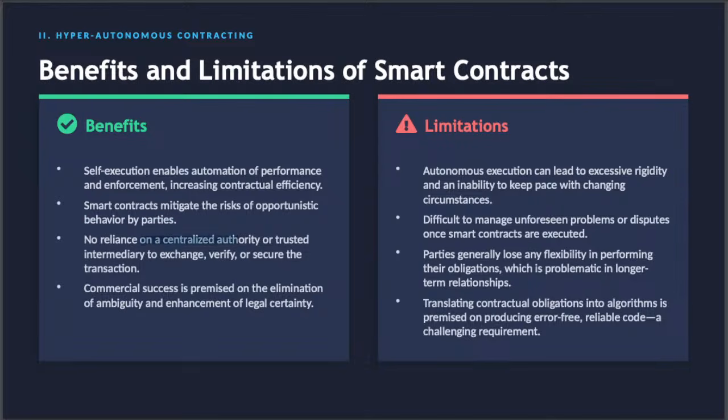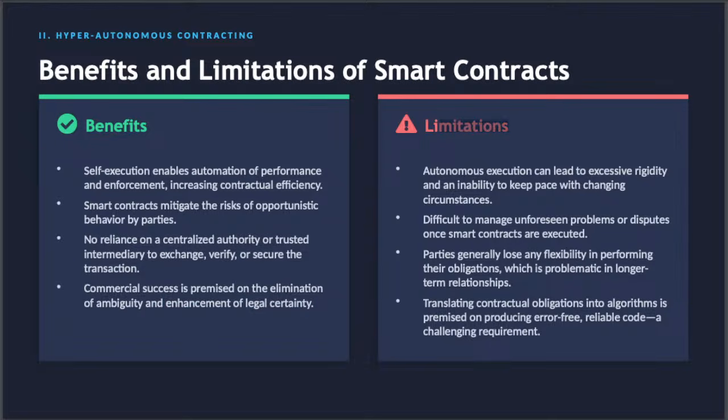There's no reliance on a centralized authority or trusted intermediary to exchange, hence they say trustless. So there's no reliance on that to exchange, verify, or secure the transaction. And the commercial success is premised on the elimination of ambiguity and enhancement of legal certainty. So again, without the expectations expected or otherwise accidental, there's an enhancement of legal certainty.